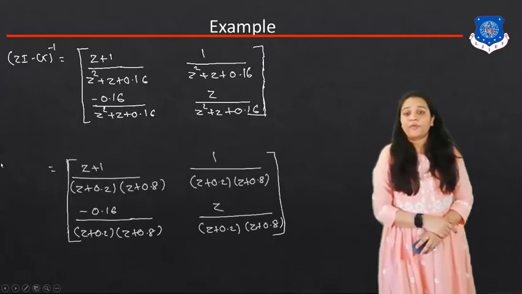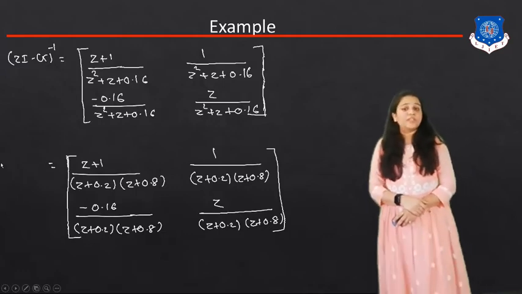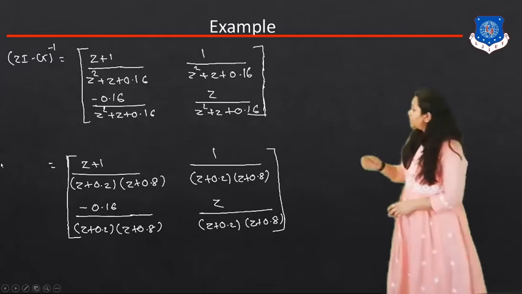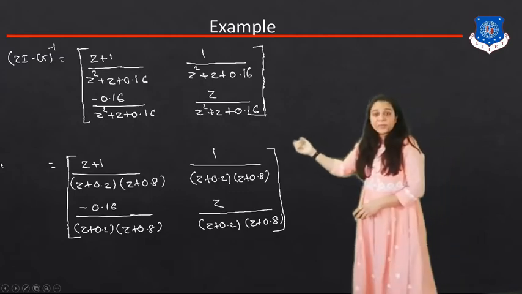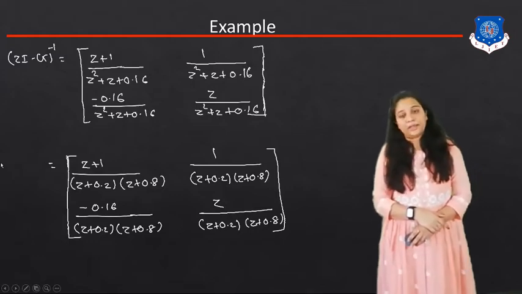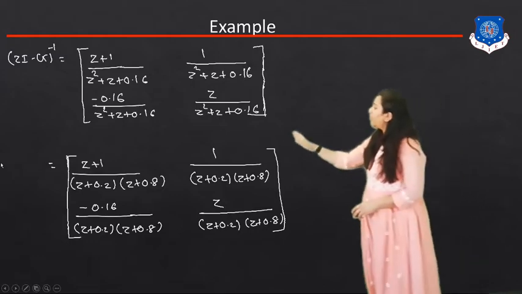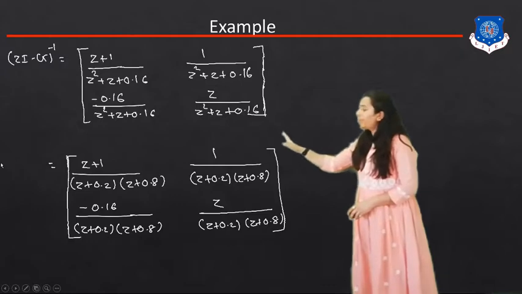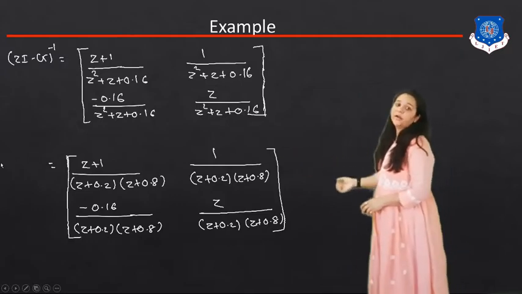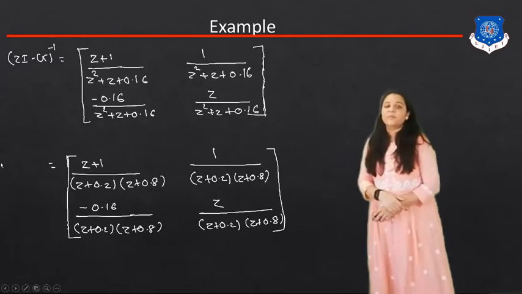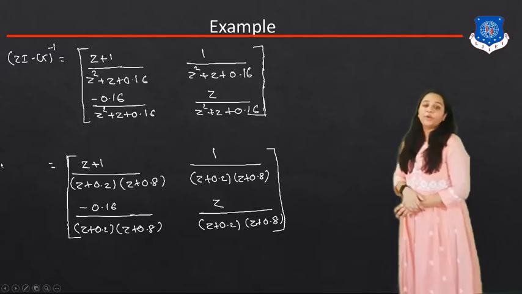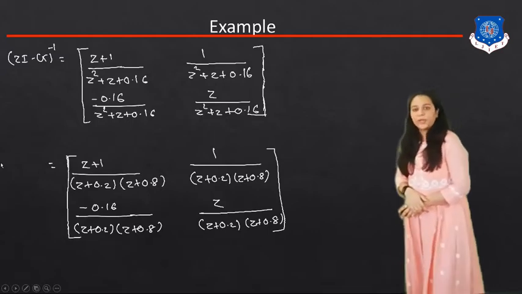Okay, now we have to find the factors of this denominator and they are 0.2 and 0.8. So the matrix will become Z plus 1 upon Z plus 0.2, Z plus 0.8. The another term is 1 upon Z plus 0.2, Z plus 0.8. The third term is minus 0.16 upon Z plus 0.2, Z plus 0.8. Then the fourth one is Z upon Z plus 0.2 and Z plus 0.8.